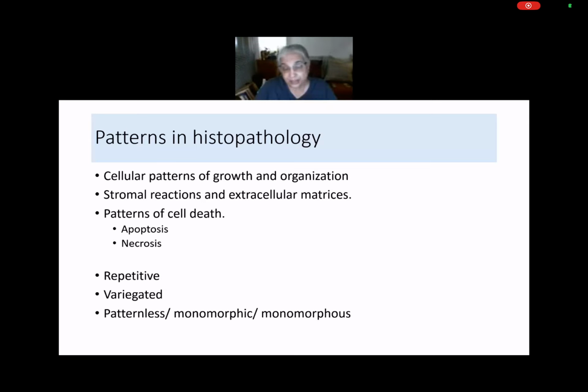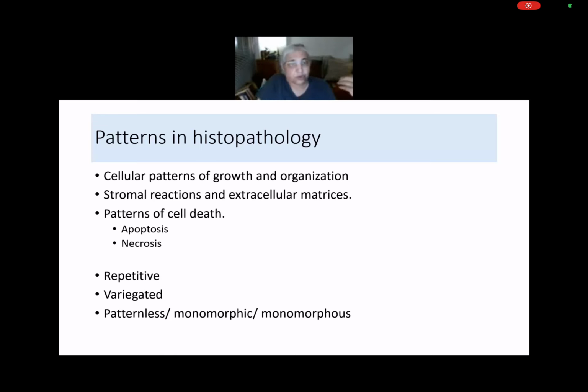Then you have the stromal compartment, and that too has patterns of how the stroma is arranged with respect to the cells. So interaction between the cell and the stroma. So there is a pattern to stromal reactions and what kind of extracellular matrices are present. Then you have patterns of cell death. You know that. And the patterns of cell death that we described a little while ago were the gross patterns of cell death. But we have patterns of cell death in tissues. We call it apoptosis, we call it necrosis, and there are different patterns of necrosis that we will just touch upon, because I'm not going too much into the patterns of necrosis.